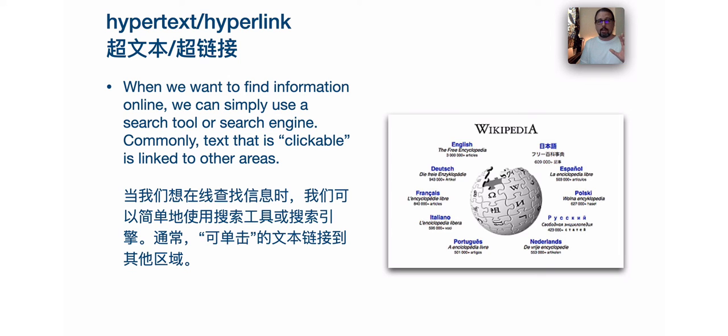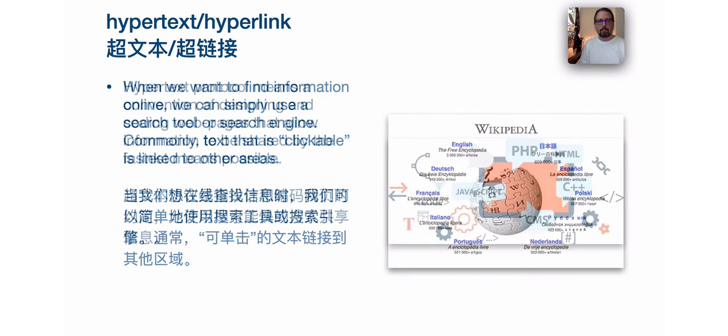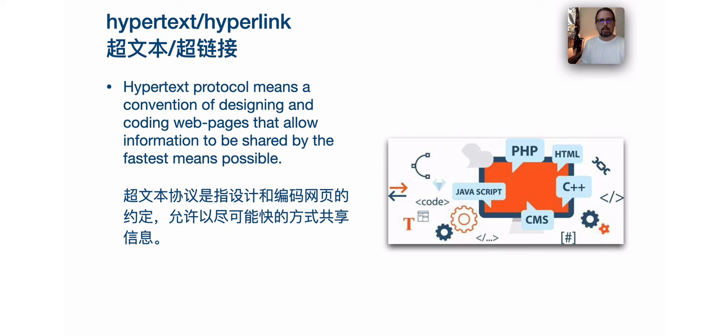And when we're looking at an article on a web page, we find these clickable words, right? Text that is clickable is linked to other articles. So hypertext, the hypertext protocol, means a convention of designing and coding web pages that allow information to be shared by the fastest means possible. Hypertext.